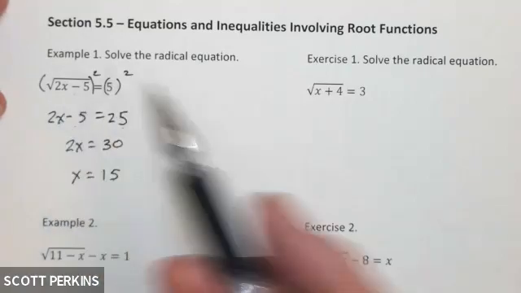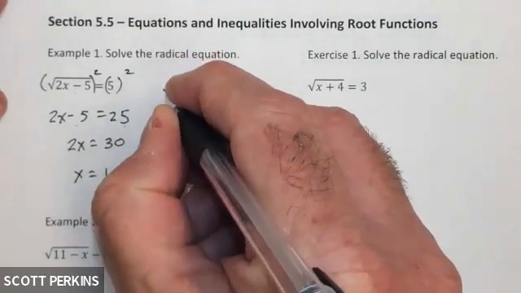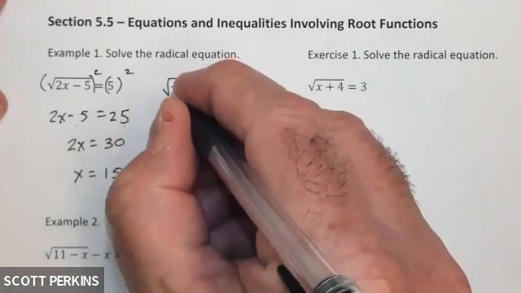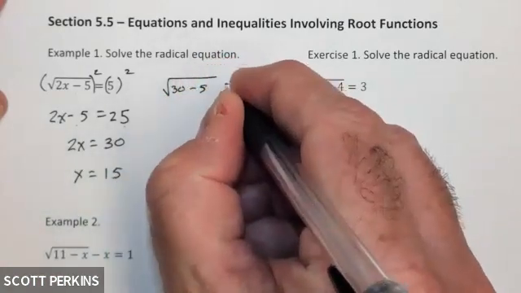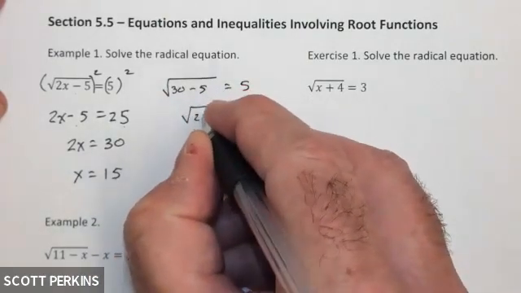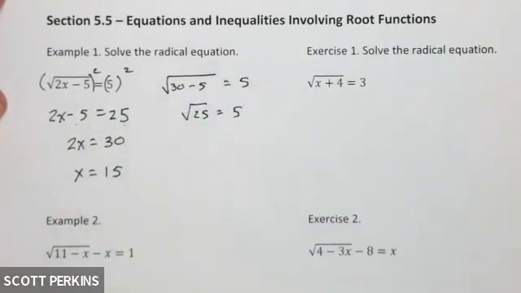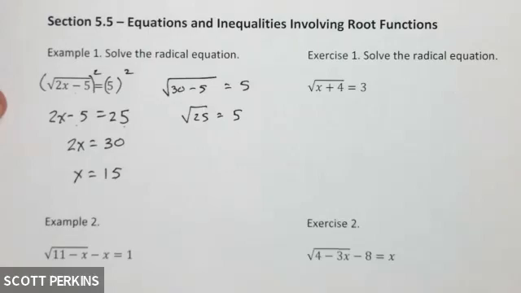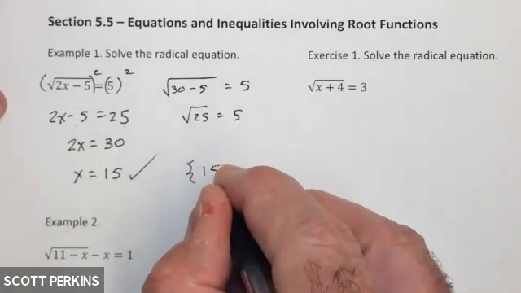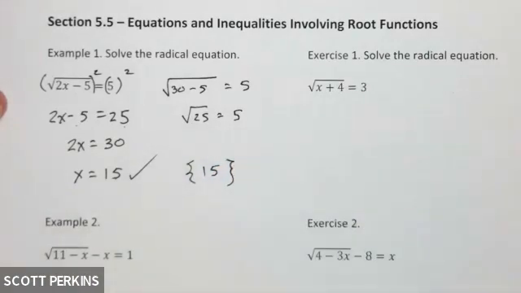So when I put 15 back up here, in fact, I'll be a good professor today. I'm going to put 15 in. So 2 times 15 is 30. 30 minus 5 is the square root of 25, and the square root of 25 is indeed equal to 5. Everything checks out right there. So this is a beautiful answer. And so I'm going to put it in some squigglies right here, and I'm done with the problem.